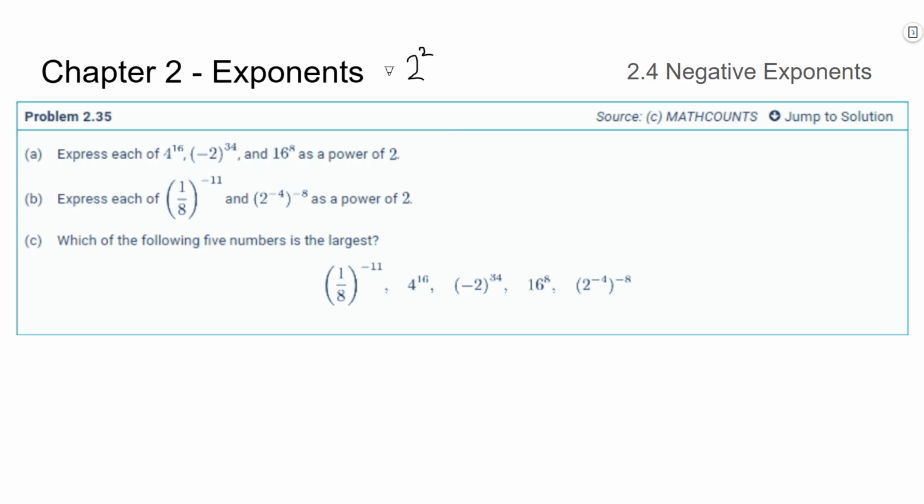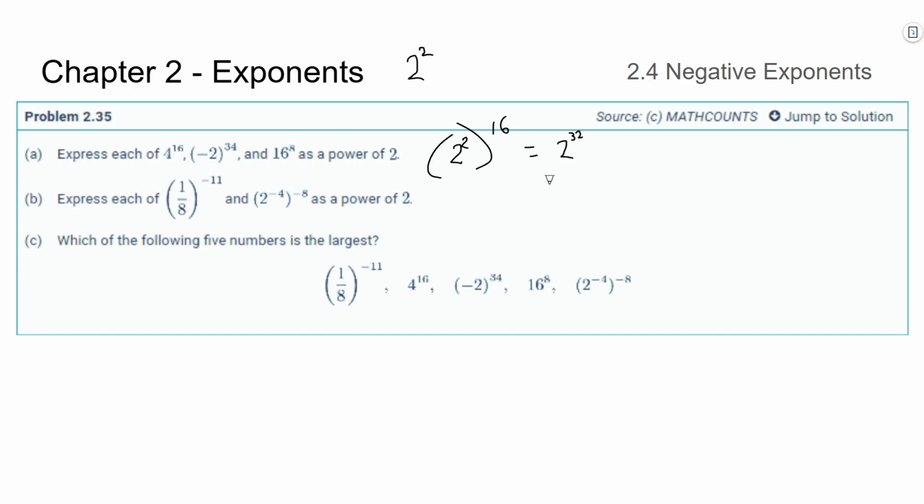So now that we know that 2 squared is the same thing as 4, we can go ahead and replace this 4 with 2 squared. So we'll just swap that out. So 2 squared instead of 4 to the 16th. All right, so we know if you raise an exponent to an exponent, we can multiply them. It's going to be the same thing as 2 to the 32nd. All right, so that's expressed as a power of 2.